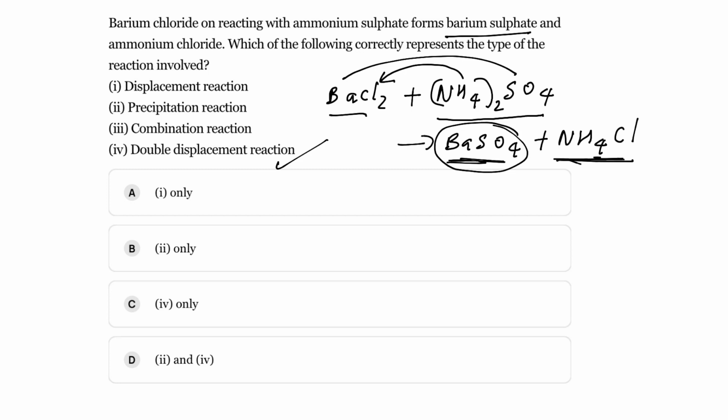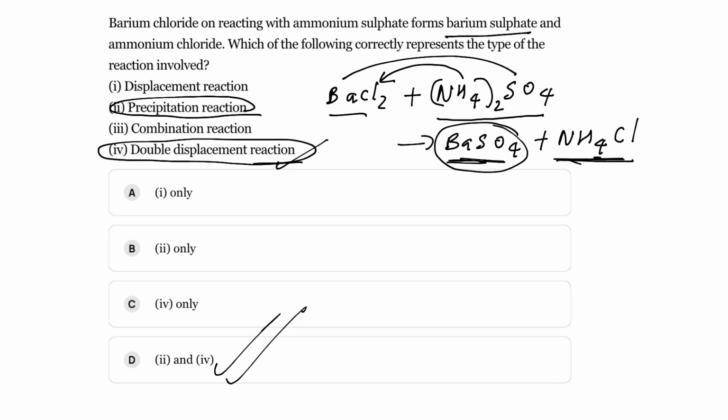It is already in the textbook, right? It is a textbook reaction. One of the textbook reactions, BaSO4 is coming as a precipitate. We know it. BaSO4 is a precipitate. So precipitate is forming, so precipitation reaction. Exchange of partners is taking place, so double displacement reaction. Okay, option D is the right answer.